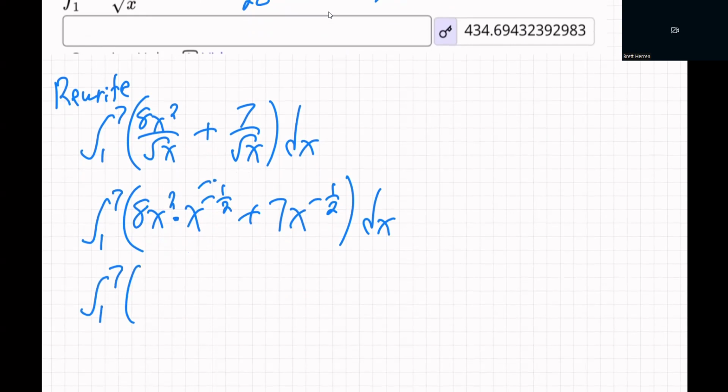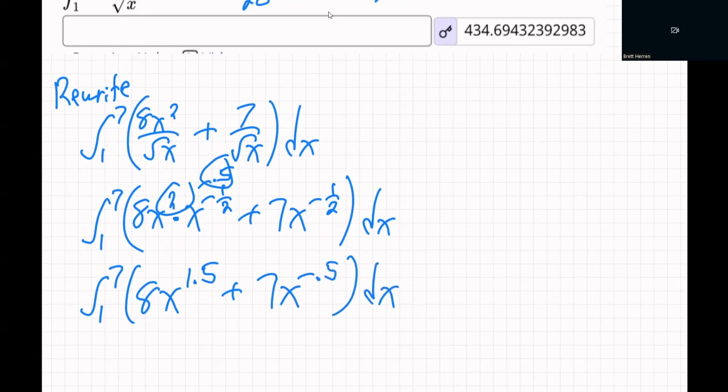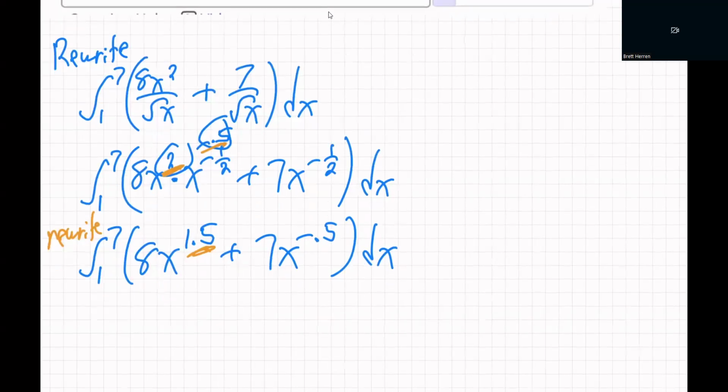Now, minus a half is minus 0.5. So it's 2 minus 0.5. So this is 8x to the 1.5 plus 7x to the minus 0.5. Just go into decimals to make life easier. Do you see what I did there? I took this 2 power and I subtracted a half. Like $2 take away 50 cents is $1.50, right? Remember that? Those powers just add, subtract together. And so now we get this. Now, this is all just, again, rewriting. I haven't done any anti-derivatives yet.